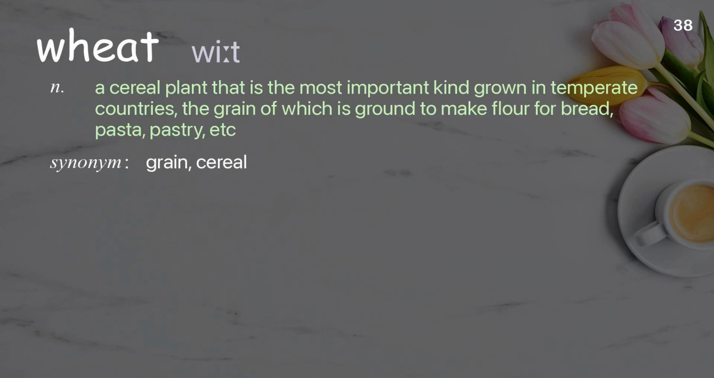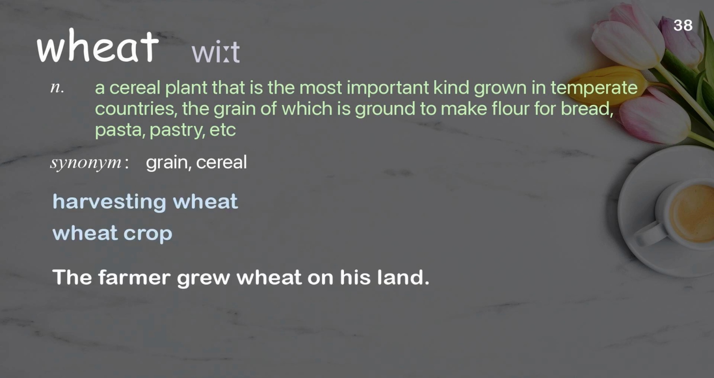Wheat. A cereal plant that is the most important kind grown in temperate countries, the grain of which is ground to make flour for bread, pasta, pastry, etc. Examples: Harvesting wheat. Wheat crop. The farmer grew wheat on his land.